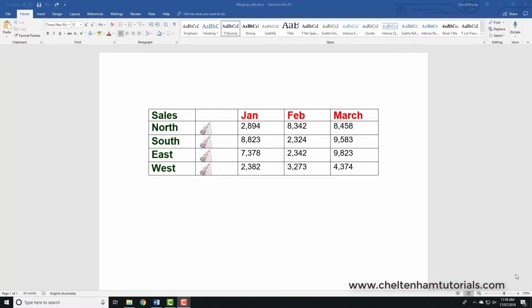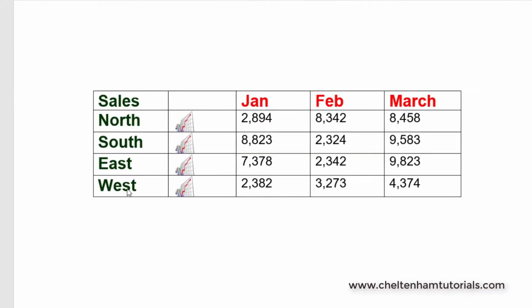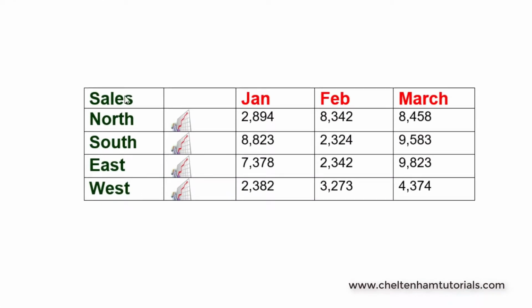In this section, we're going to look at how to split or merge cells. Now, in this case, we've got the word sales here, and we've got different sales regions. We've got a little graphic here. It might be nice to maybe merge these first two cells here into one. There's various ways of doing that.